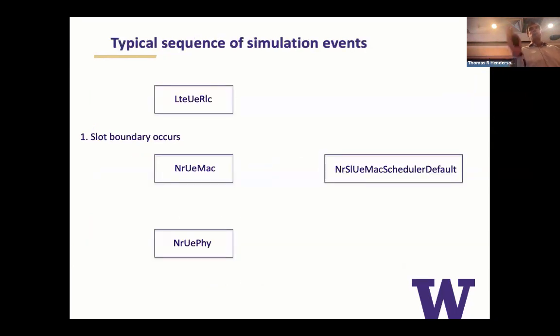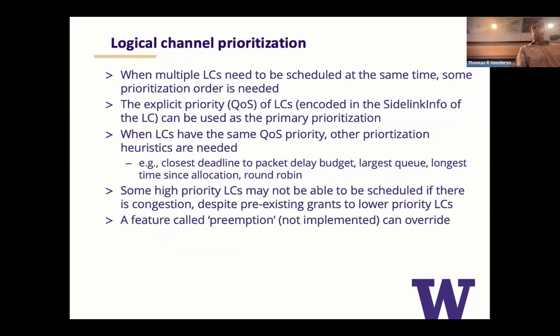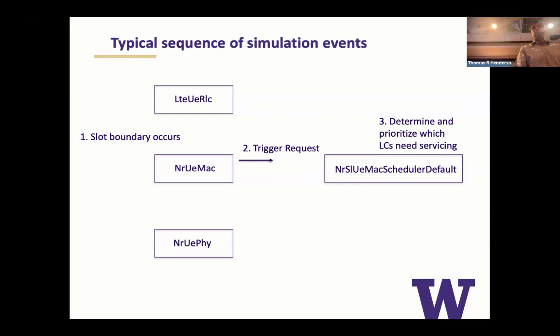So the scheduling occurs on a slot boundary. Every time in that diagram where I showed there was a new slot starting, there's an indication given to the MAC layer that a new slot is starting. So what happens is that the MAC will send over to the scheduler what's called a trigger request. And the scheduler will then take a look at its data structures and determine, do I have any new data pending at the RLC layer that needs servicing? And if the answer is yes, it goes into the scheduling process.